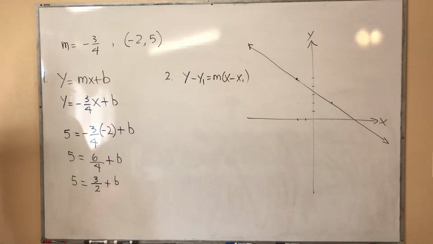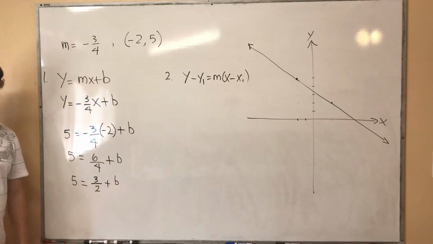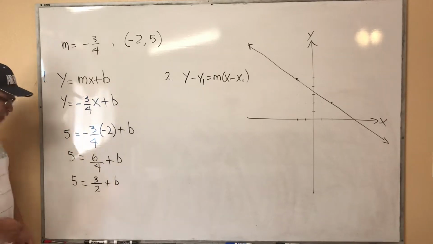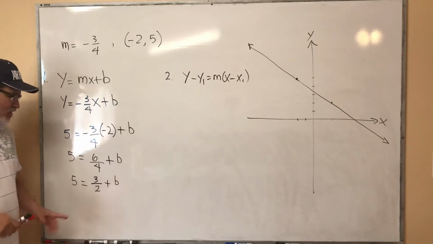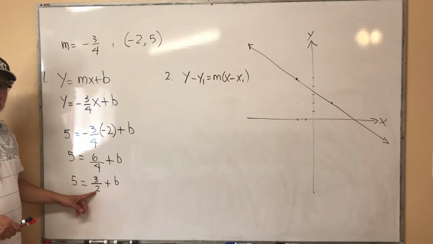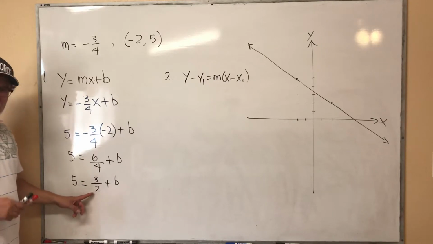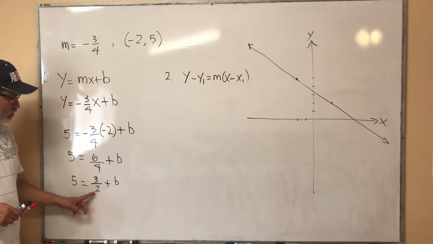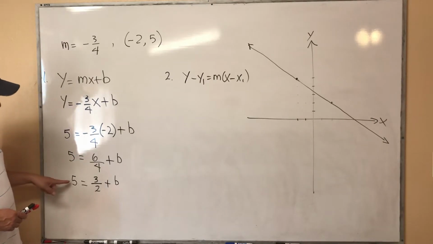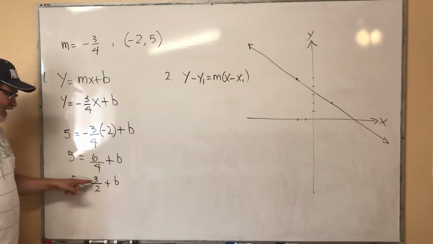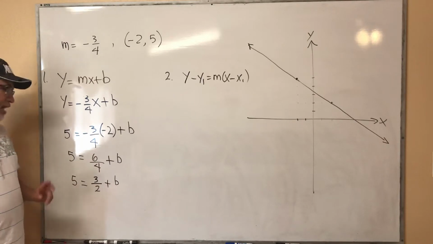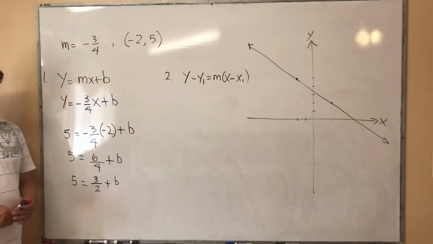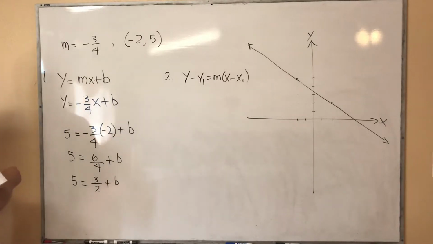And now let's solve for b. To solve for b, I'm going to multiply every numerator by the LCD, and the LCD happens to be 2. LCD, the least common denominator, is 2. By the way, that's a numerator, and that's a numerator. I'm going to multiply everything by 2. I'm going to multiply this by 2.